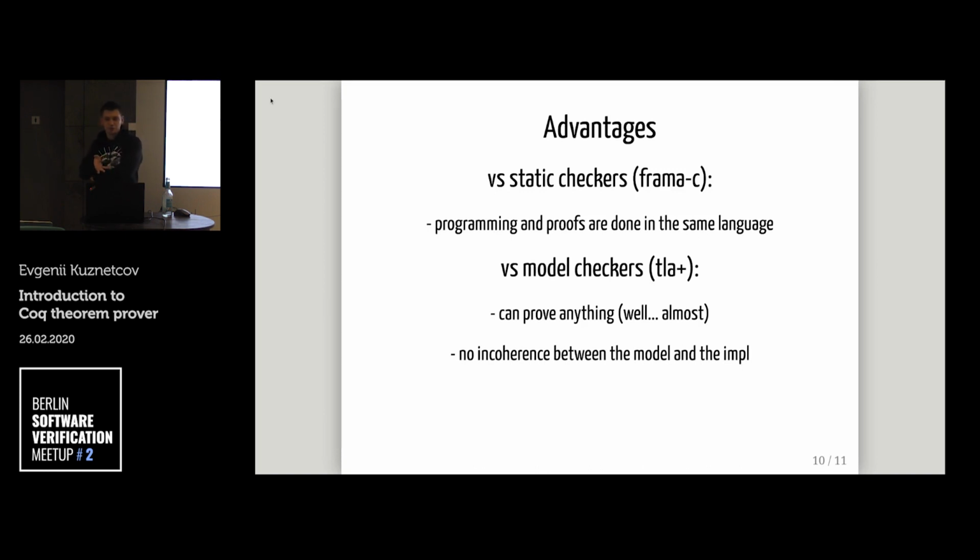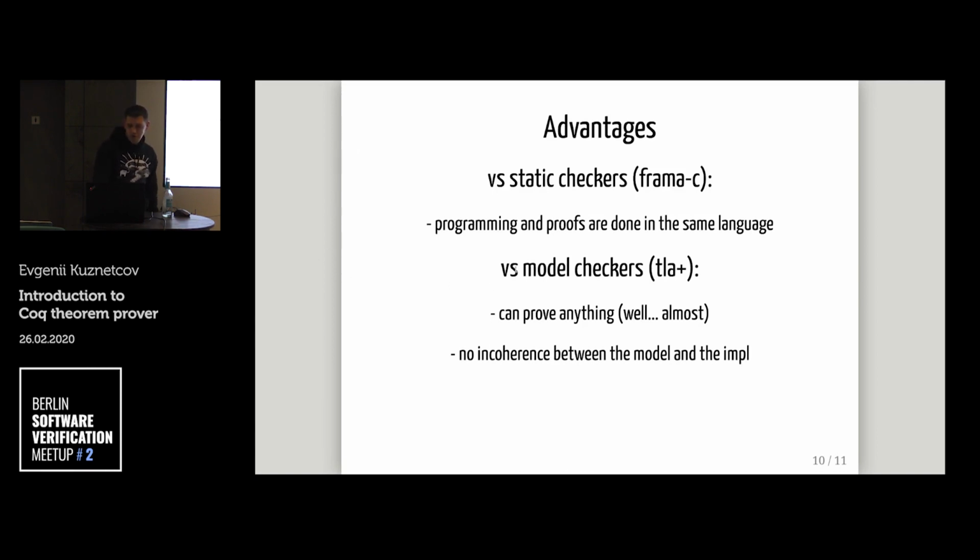So let's compare Coq to other techniques in formal methods. If you compare it to static checkers, the advantage is that proofs and actual programming are done in the same language. You don't need to program in C and then additionally verify it with some commands in another language. If it compiles, then it's correct. It's the same language. No more tests.